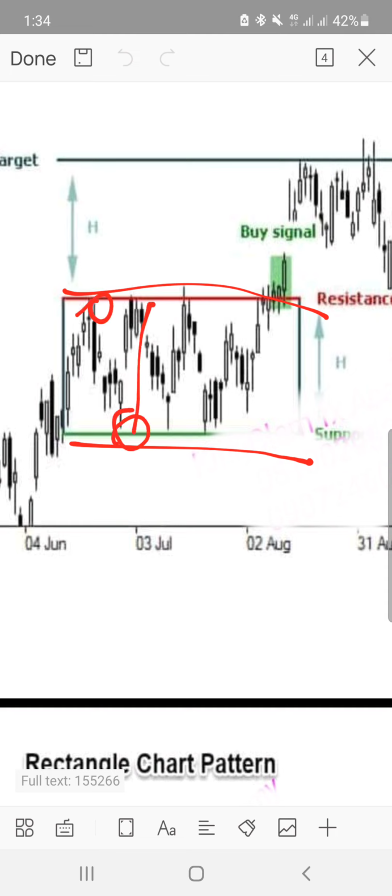Once price comes to the support, you buy. And you already know where the market will reverse. Once it comes to the resistance, you sell. Like that, you just continue making the market until it gets to the point of the breakout.